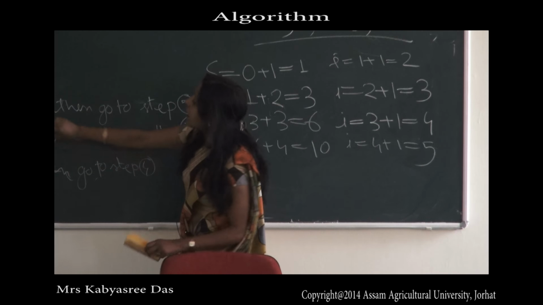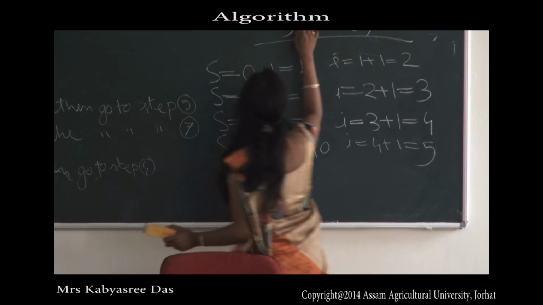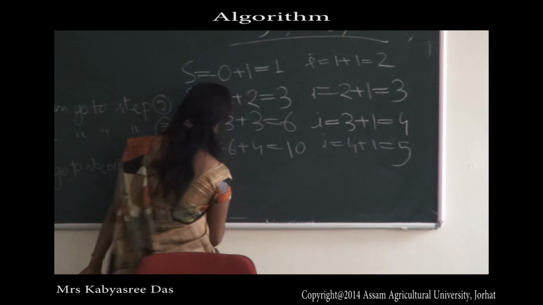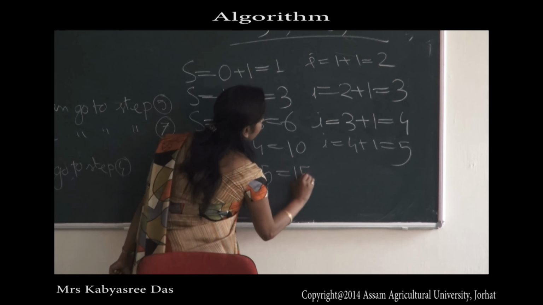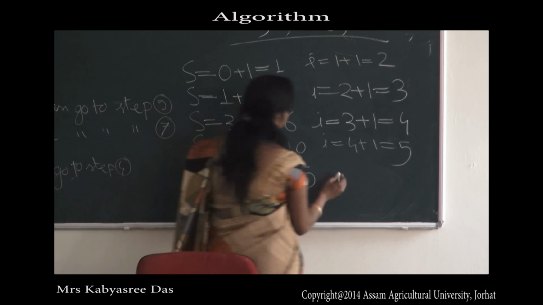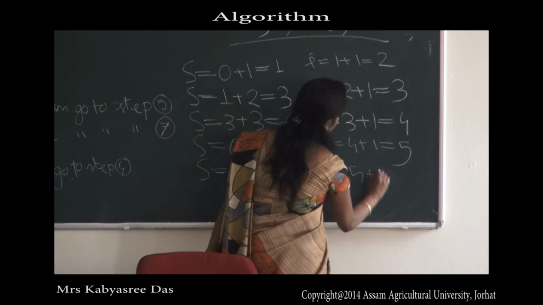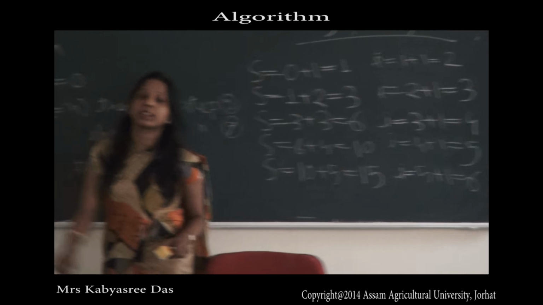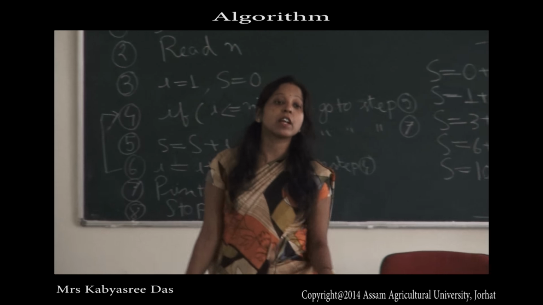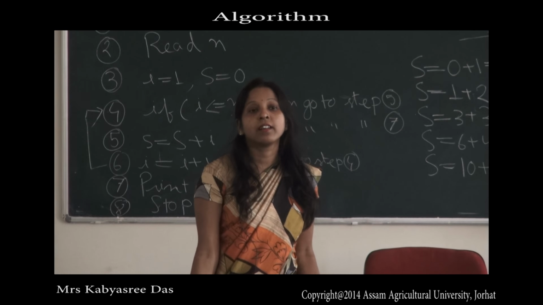Is 5 less than or equal to 5? Yes. So S is equal to 10 plus 5, which is equal to 15. And I is equal to 5 plus 1, which is equal to 6. Now is this condition true or false? 6 is not less than or equal to 5. So it goes to step 7.